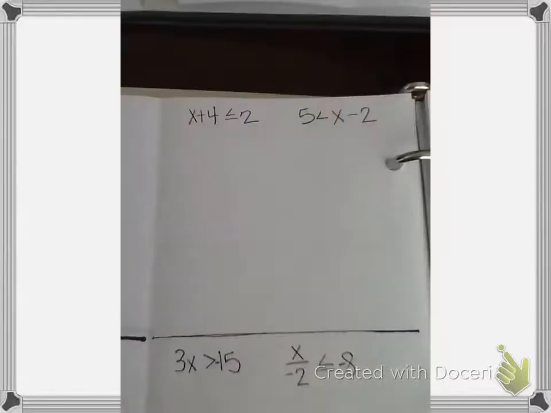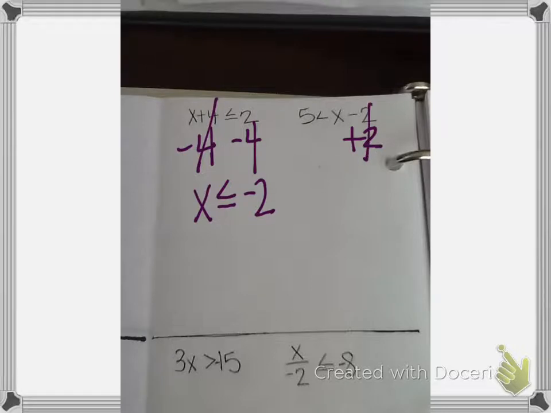Alright, moving on. If we had x plus 4 is less than or equal to 2, we would subtract 4 from both sides of my inequality. X is less than or equal to 2, take away 4 is negative 2. And similarly, if we have x minus 2, the opposite is plus 2. So I have 7 is less than x.